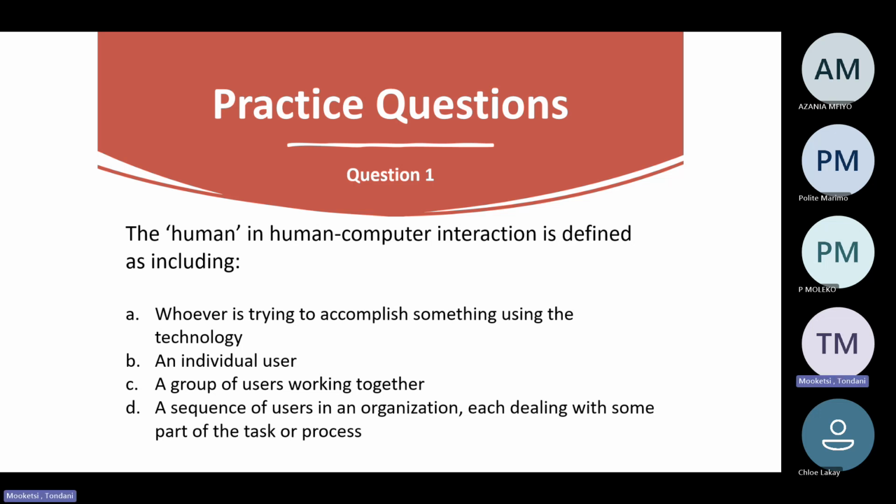Okay, I see two people are saying option A, whoever is trying to accomplish something using the technology. That is correct. So that is the human in HCI.